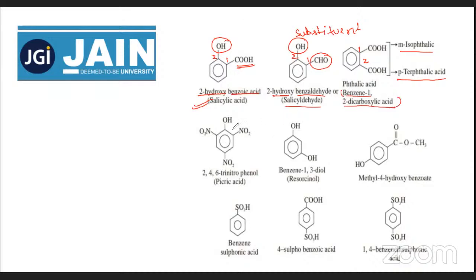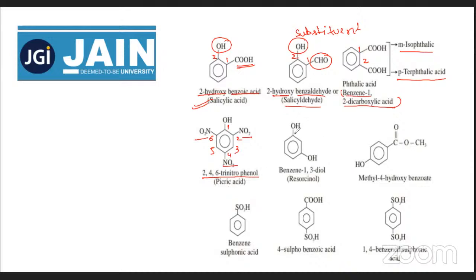Okay. So this will be the priority at that time. So this will be numbered 1, 2, 3, 4, 5, 6. So at which positions do we have the nitro group? On the second position, on the fourth position, and on the sixth position. So 2,4,6-trinitrophenol, which is also known as picric acid.